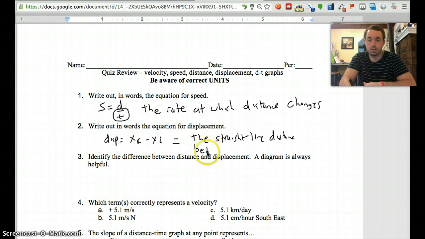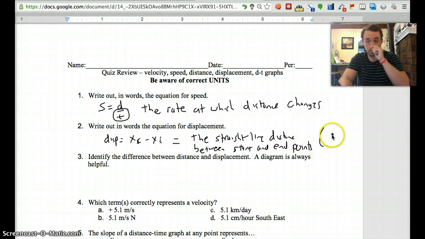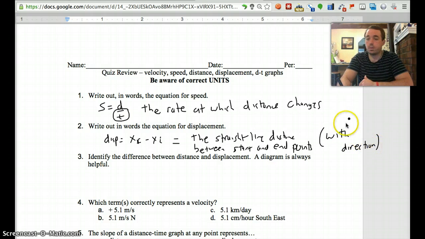between start and end points. And the key main thing that you absolutely must have is direction. You need that direction. It could be up, down, north, south, left, right. It could even be as simple as a plus or a minus. Those also tell you direction, but you need something with direction.